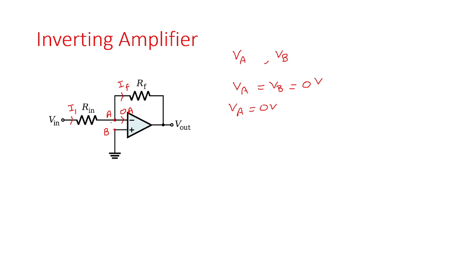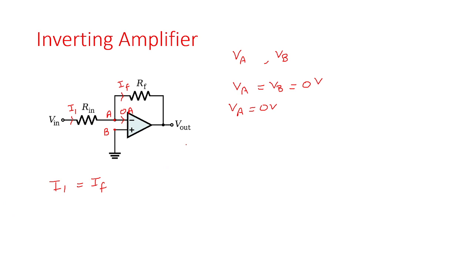If we apply the nodal equation at node A, we will get the current equation: I1 is equal to IF. This is the nodal equation from node A. I1 is entering the node, IF is leaving the node, and 0 ampere is also leaving. So it can clearly be seen that I1 is equal to IF.